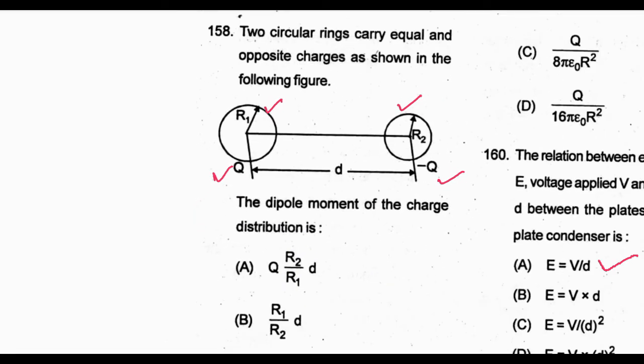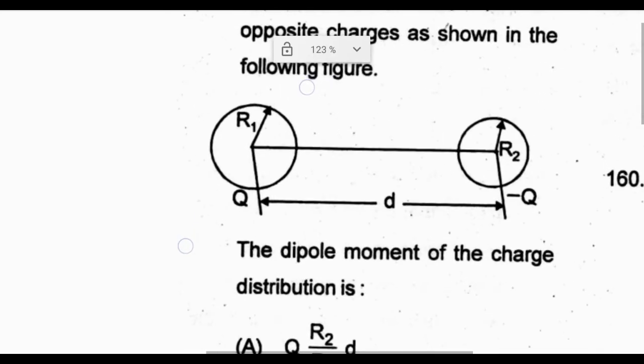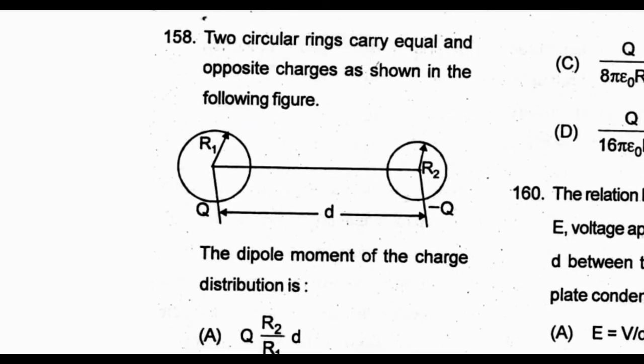I have not actually experienced this type of question earlier, because in this question nothing is given about the ring, what type of ring this is. This ring may be a conducting wire or may be an insulator. But for better understanding we are considering that in this ring the charge is uniformly distributed throughout the ring.